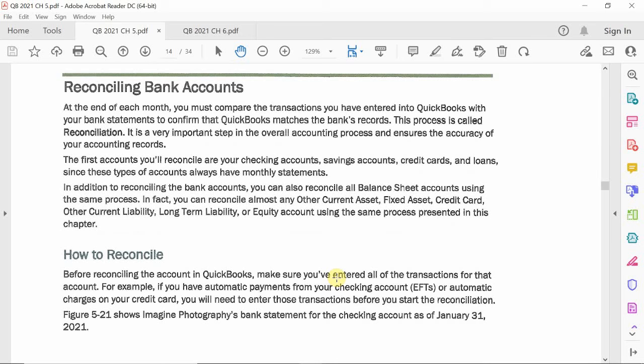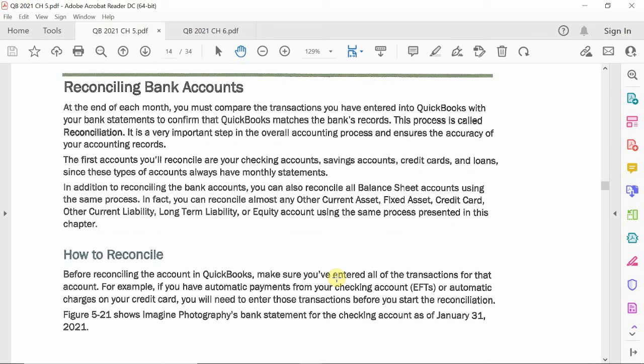Other things too is if you made deposits, if you did some EFTs, right, or if you withdrew some money from your checking account. You always want to make sure that that transaction actually went through in your checking account, right? And the best way to do that is through a bank statement.